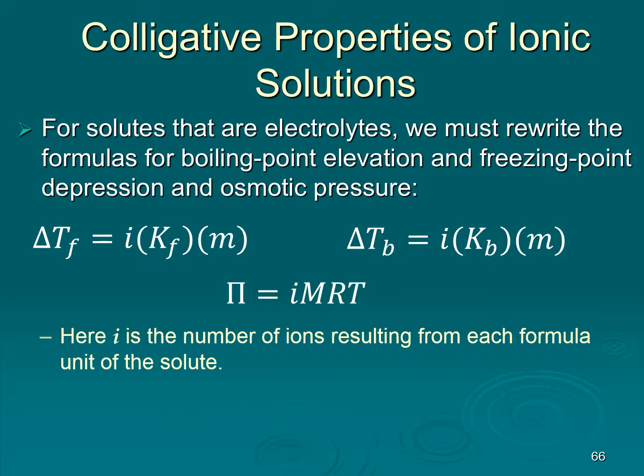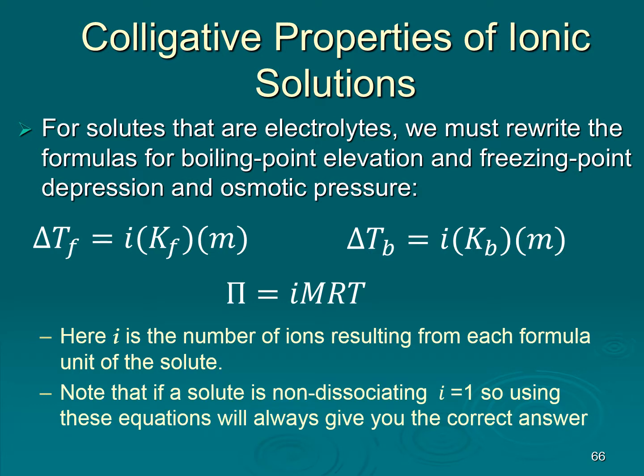So little i is the number of ions resulting from each formula. So for NaCl, little i would equal 2. If something is non-dissociating or a non-electrolyte, so if you're working on a problem and it says this is a non-electrolyte or non-dissociating, then little i just equals 1. So these equations will always work, and if it's non-dissociating, you just stick a 1 in for i. So it's probably a little bit better to remember these equations rather than the ones we've used so far.